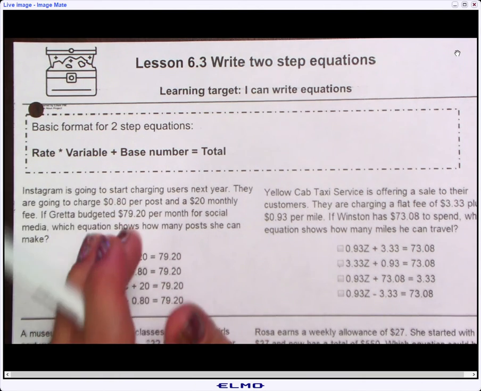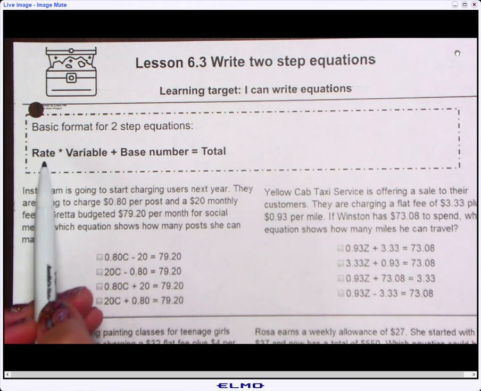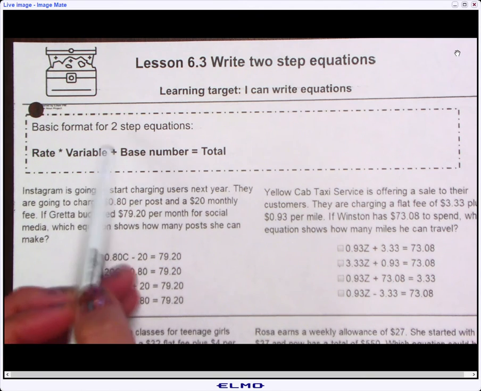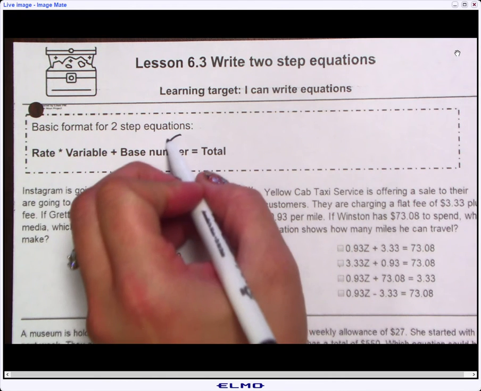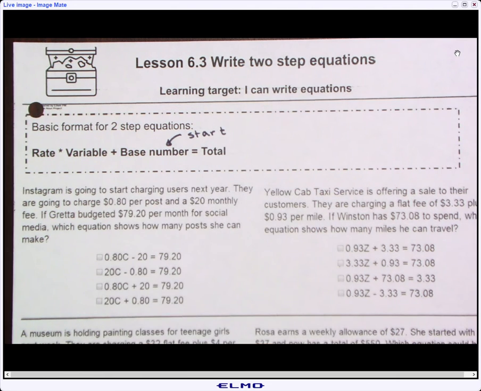Now, not every equation is going to follow this format, but 9 out of 10, this is the way to go. We're going to have some kind of rate times a variable. And then I have a plus sign here, but it could be minus too. You just have to think about the problem if things are getting added or subtracted. So plus a base number, and you could also call this a start number. That'll equal a total.